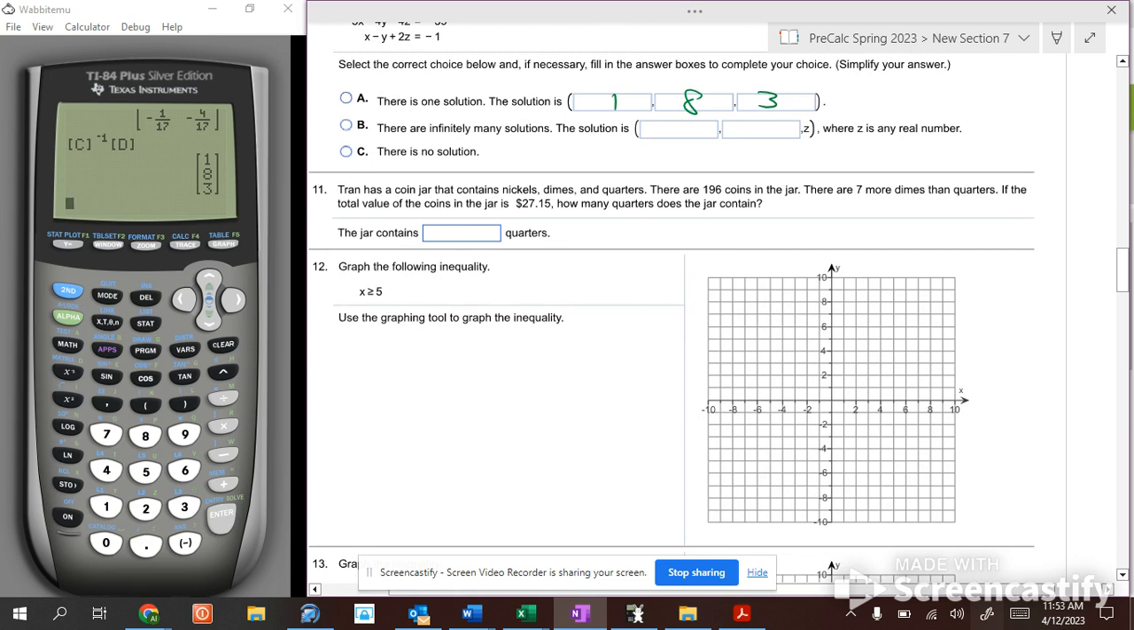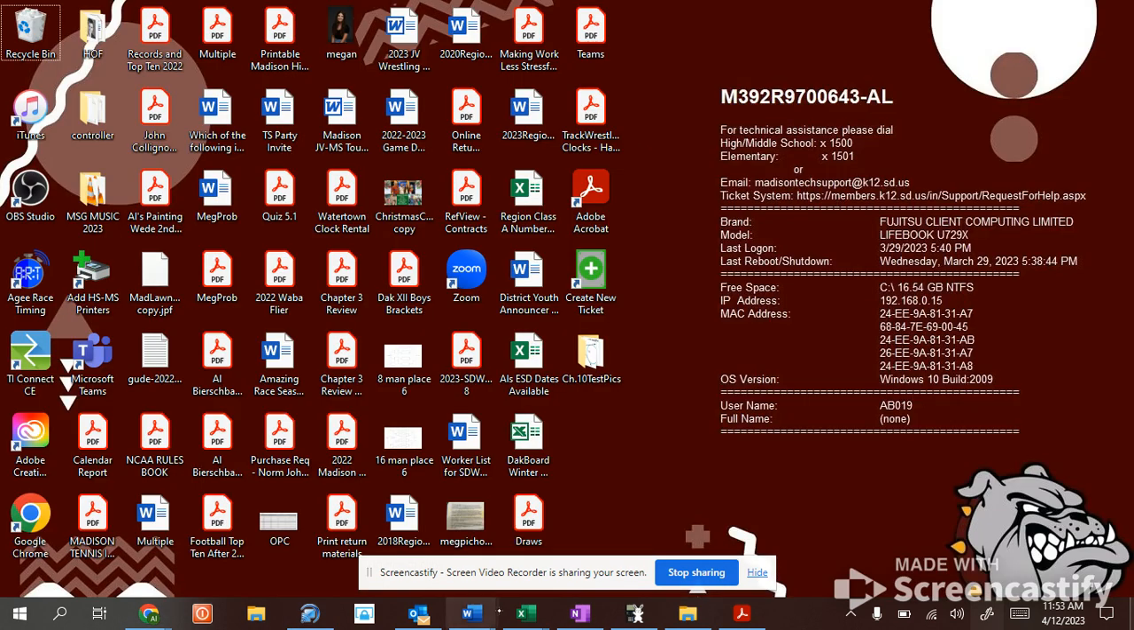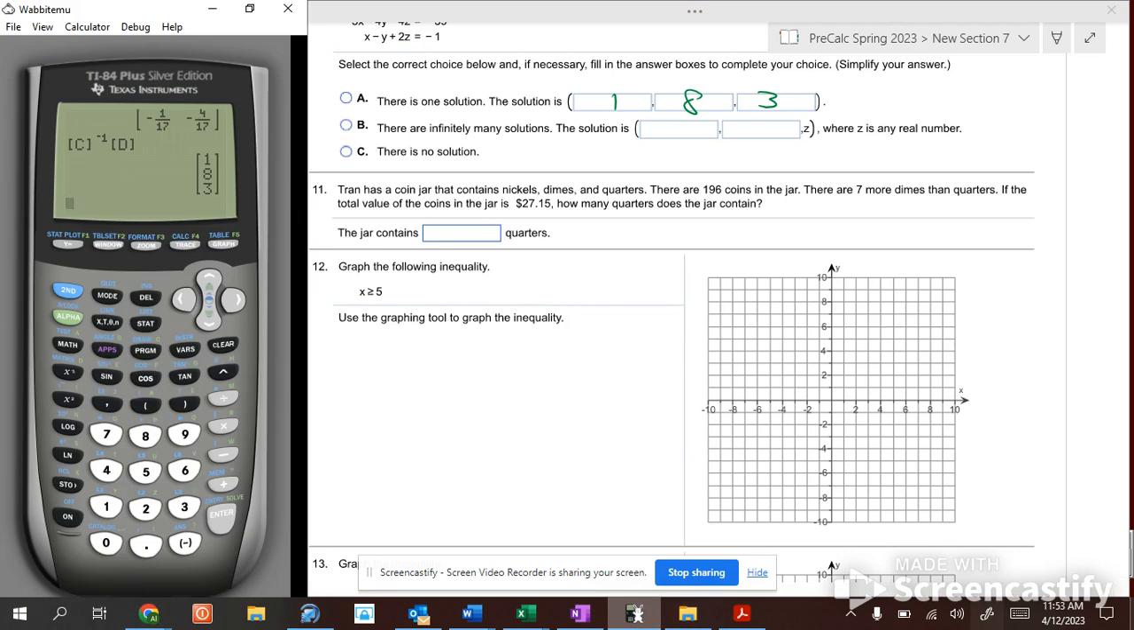All right, for the coin one, there's 196 coins in the jar. Dimes, nickels, and quarters. So nickels plus quarters plus dimes equals 196. 7 more dimes than quarters. So the dimes equals the quarters plus 7, since there's 7 more dimes than quarters. And the total value is 27.15.